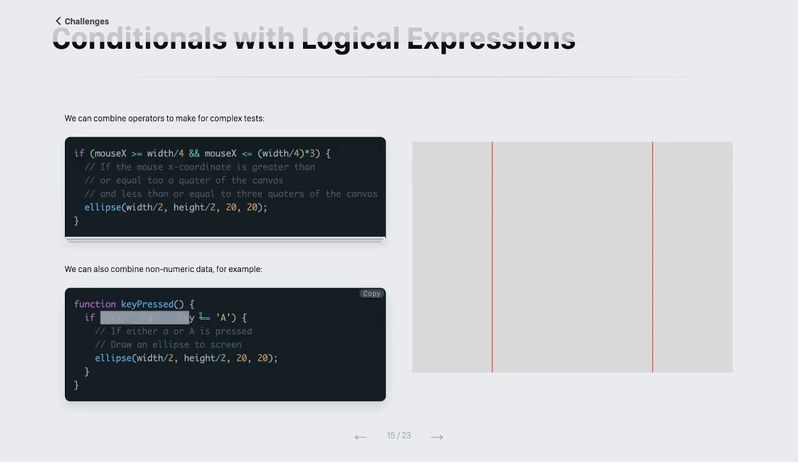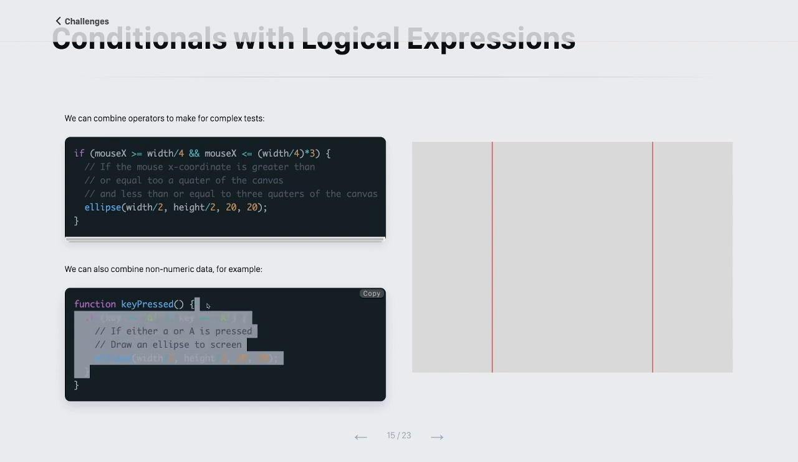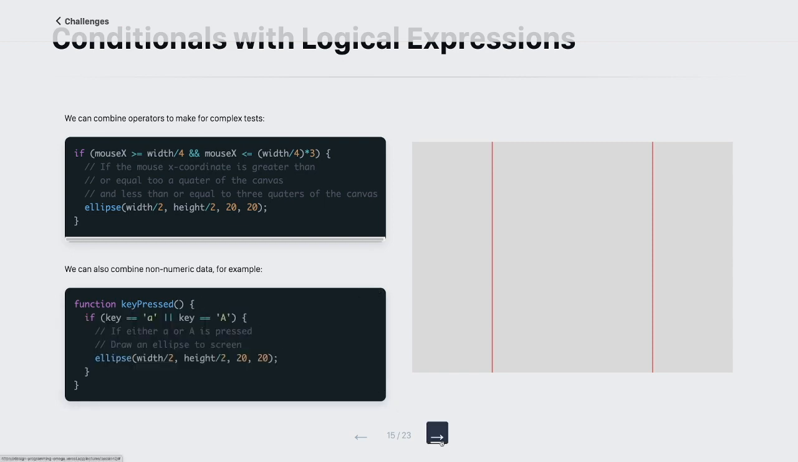Same thing can happen for non-numeric data. In this case, if the key pressed is equal to A, or that double pipe is the OR operator, which lets you compound two things together and only one of them has to be true, or the key pressed is capital A, then we're going to do this thing. So you can run that, and even if you've got caps lock on, you'll get the same behavior when you press the A key. So I'm going to split this up into multiple videos.